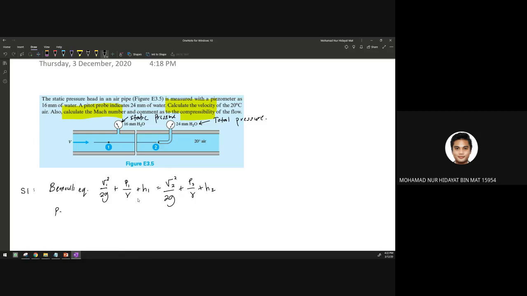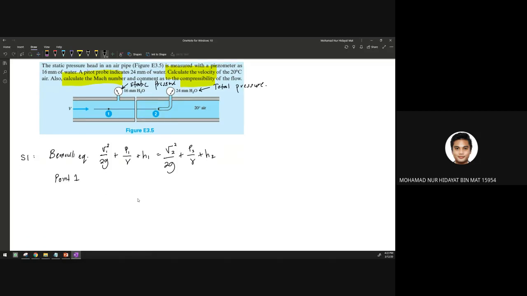So let's take a look at point number 1. What can you say about point 1? What do you see? H1 is equal to H2, so you can cancel. And then the pressure. Is the pressure given at point 1? The pressure at 1 is given.